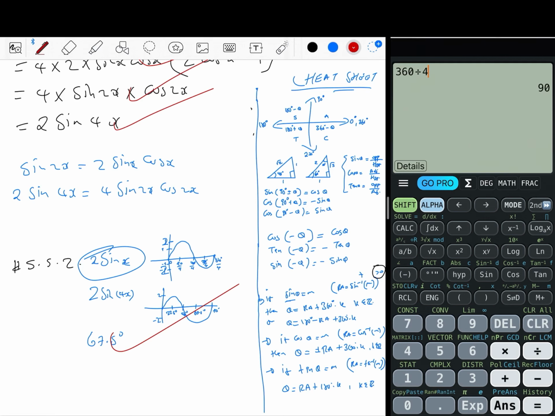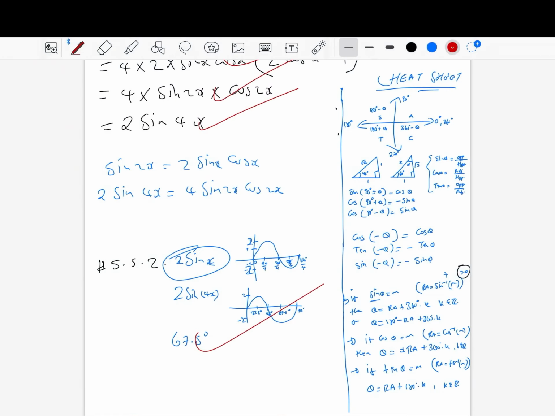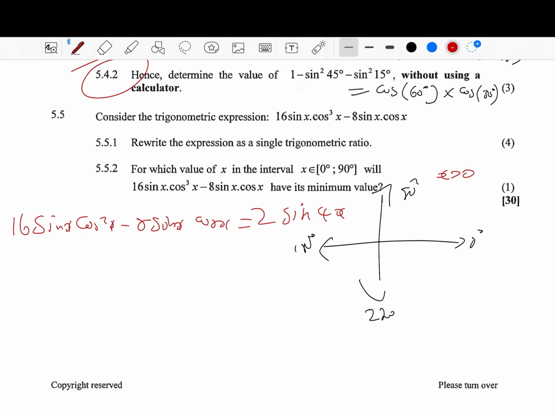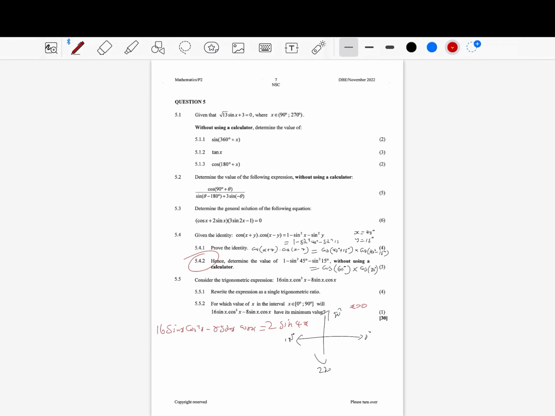I hope you enjoyed this paper as I did. I did enjoy this paper myself as well. I hope you learned a lot. I hope you understand that it's easy to get these 30 marks. But if you don't understand certain things, feel free to ask me any questions.